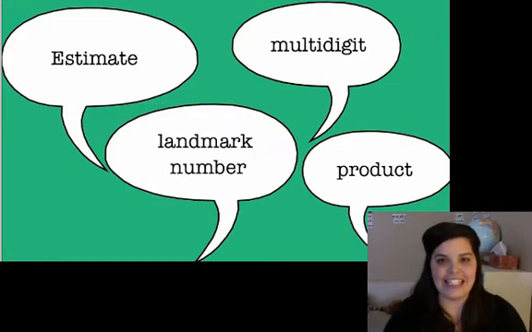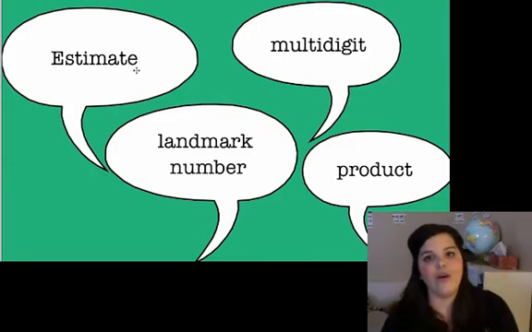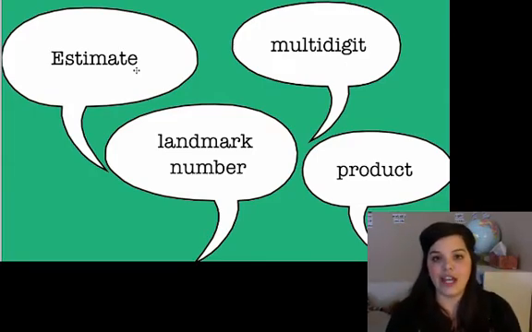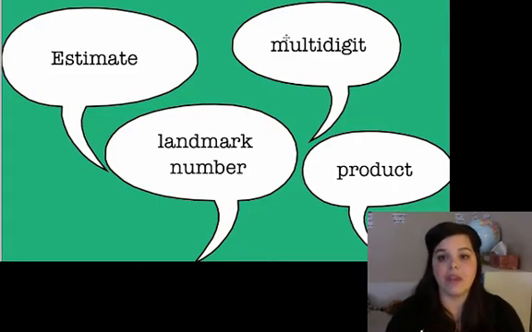All right, in this lesson, we are going to be bringing up words that we have discussed in previous lessons, such as estimate, multi-digit, landmark number, and product. Hopefully, all of these words are a review for you, but let's review their meaning. Estimate, like I mentioned at the beginning, is close to or about, but it's an educated guess. We're using some logical thinking and we're being able to change some numbers or manipulate numbers to get as close to the right answer as possible without being exact.